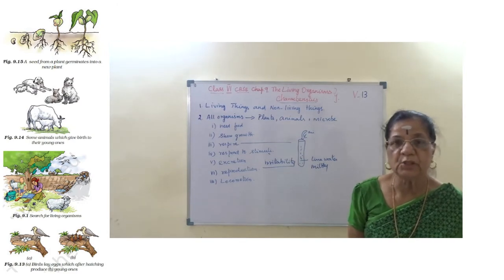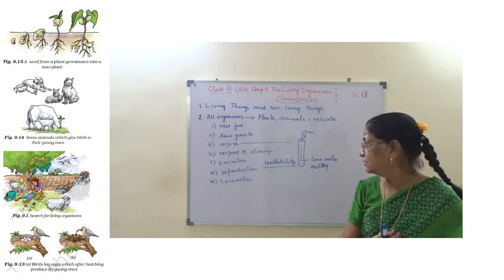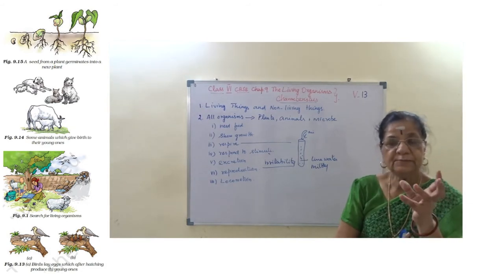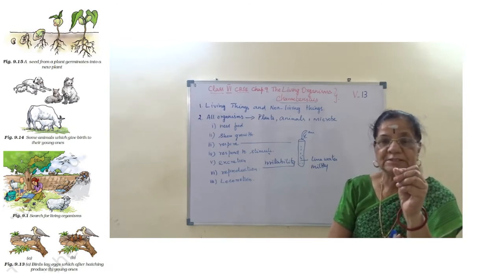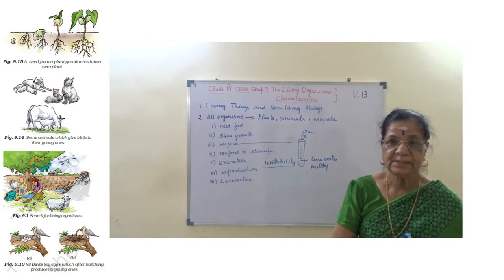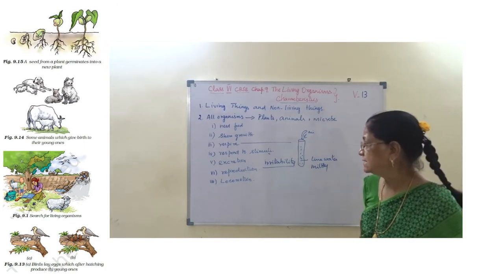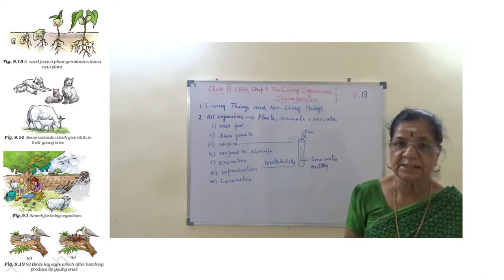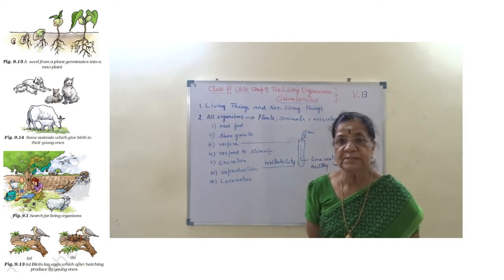It can be seen in a plant called the touch-me-not plant, botanical name Mimosa pudica. In the touch-me-not plant, as soon as the leaf is touched, it senses the touch and closes its leaflets. That is irritability.